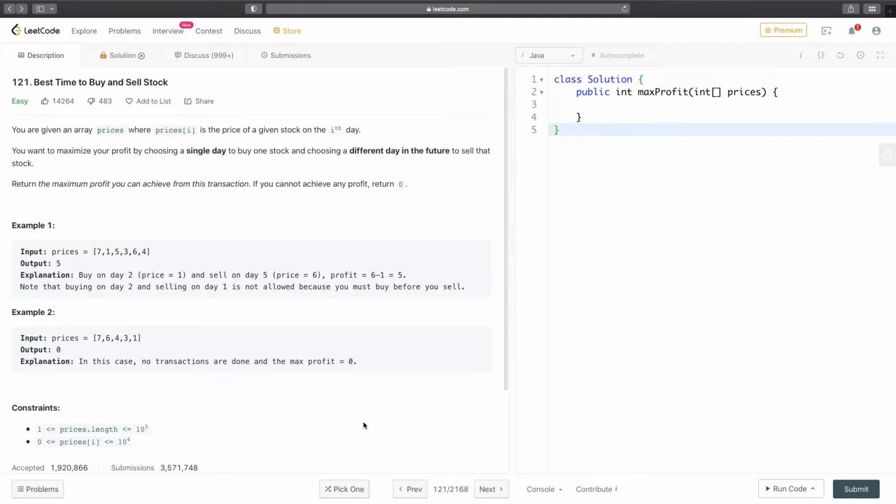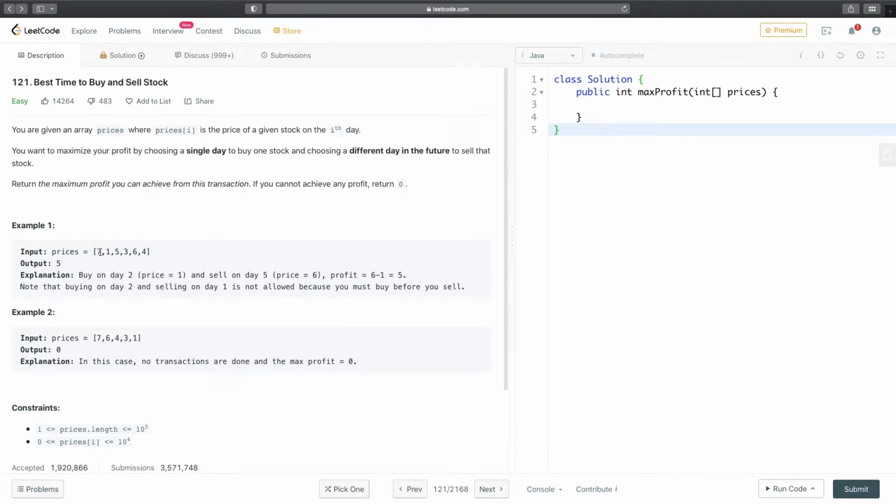You are given an array prices where prices[i] is the price of a given stock on the ith day. You want to maximize your profit by choosing a single day to buy stock and choosing a different day in the future to sell that stock. The goal is to return the profit that you can achieve from this transaction. If you cannot receive any profit, return 0. Let us look at this example to understand.